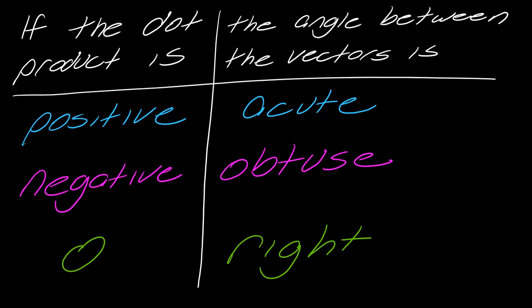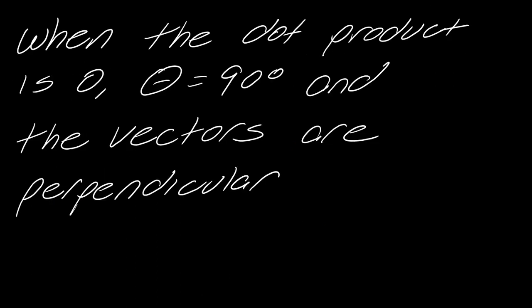Okay, so we can generalize the results of the dot product. If the dot product is positive, then we know that the angle between the vectors is acute. If it's negative, then we know that the angle between the vectors is obtuse. And if the dot product equals 0, then we know that we have a right angle. So just to reiterate, when the dot product is 0, you know right away that theta equals 90. And since theta is equal to 90, the vectors must be perpendicular.